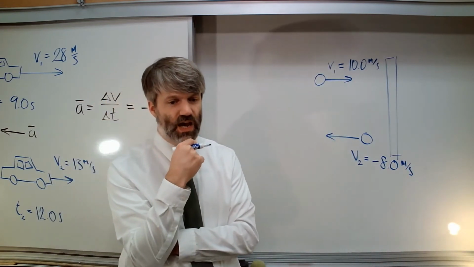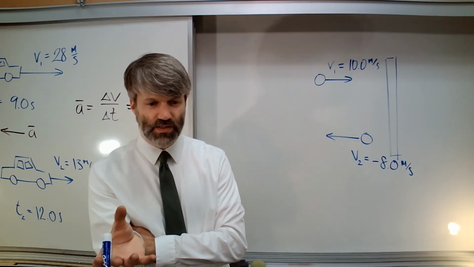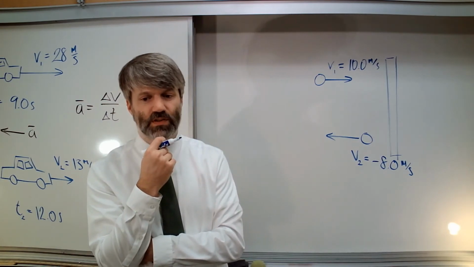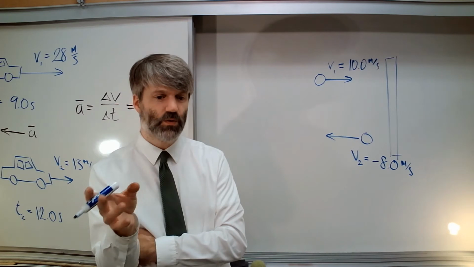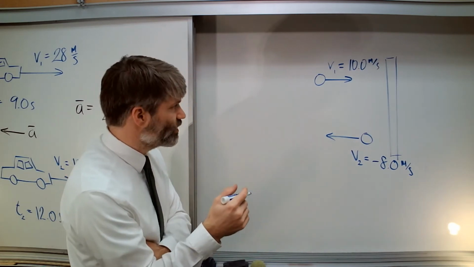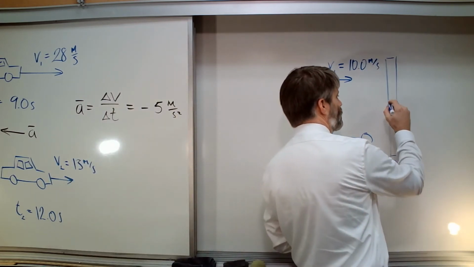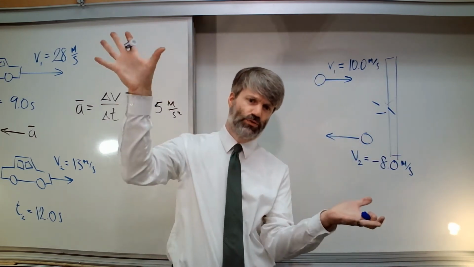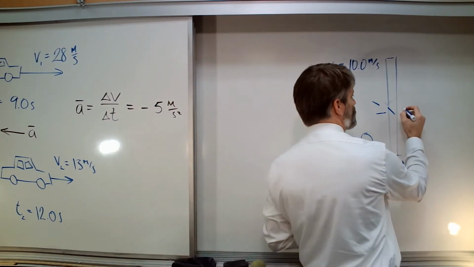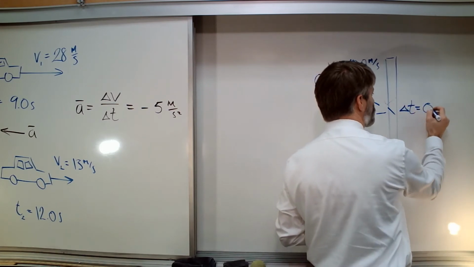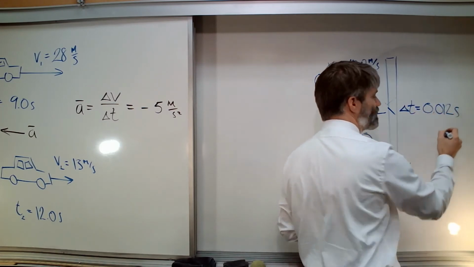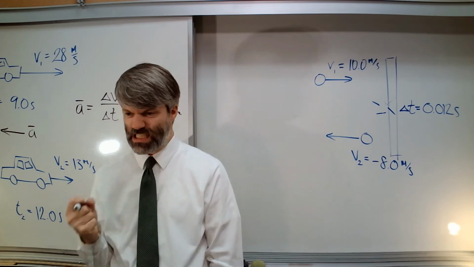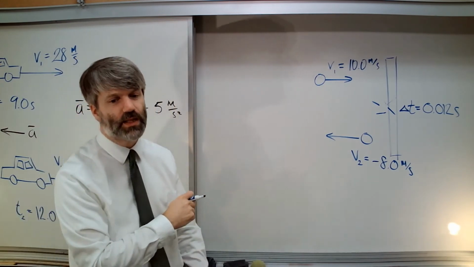And then lastly, they've given us the time. If the ball is in contact with the wall for 0.012 seconds, so we know that the time it's in contact with the wall is delta t, 0.012 seconds. Can you see that? Yes, just made it. All right.